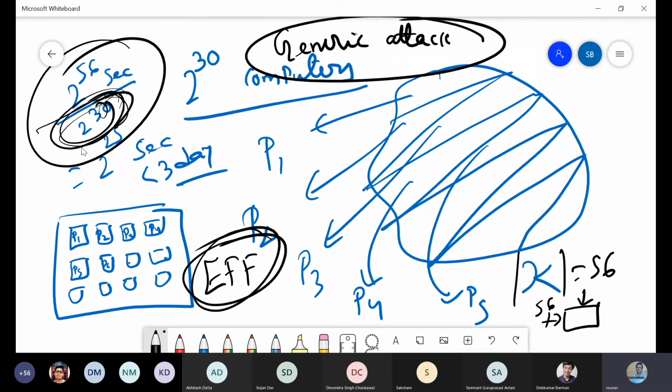So DES is not only broken by this exhaustive search attack or generic attack, it is broken under the non-generic attack also. So full round DES is broken by differential attack, linear attack. So there are other types of attack on DES. So DES is completely broken. Any question?